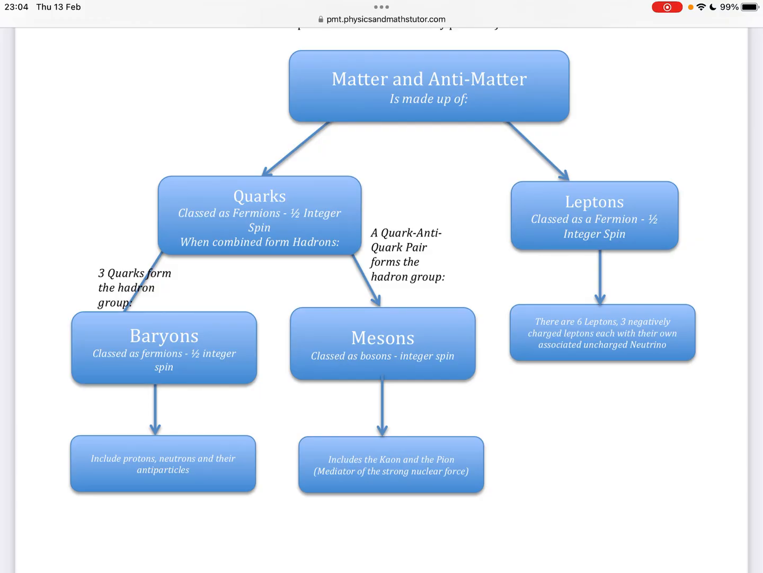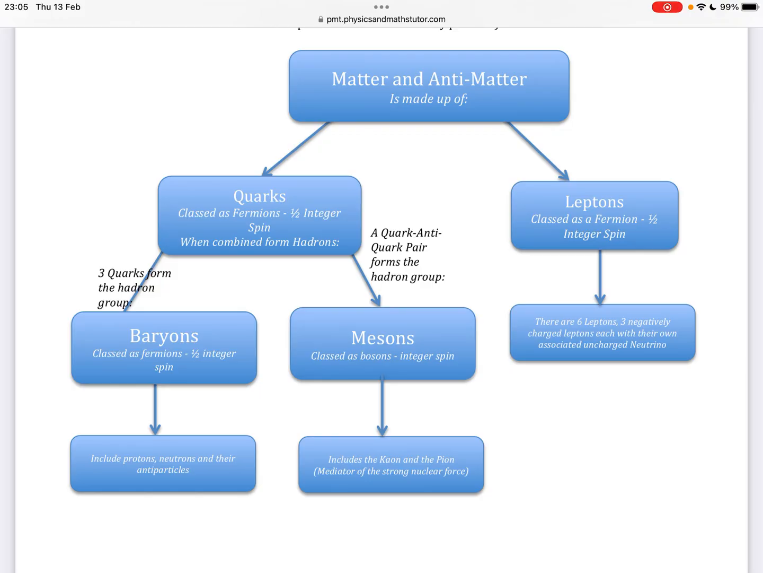The quarks are classed as fermions and have half integer spin, which combine to form hadrons. So it's either 3 quarks form the hadron group, so they form baryons, which are classed as fermions and still have half integer spin and include protons, neutrons, and their antiparticles. While if a quark-antiquark pair forms the hadron group, we have mesons, which are classed as bosons with integer spin. They include the kaon and the pion, the mediator of the strong nuclear force, and we talked about that mediator also in the last video.